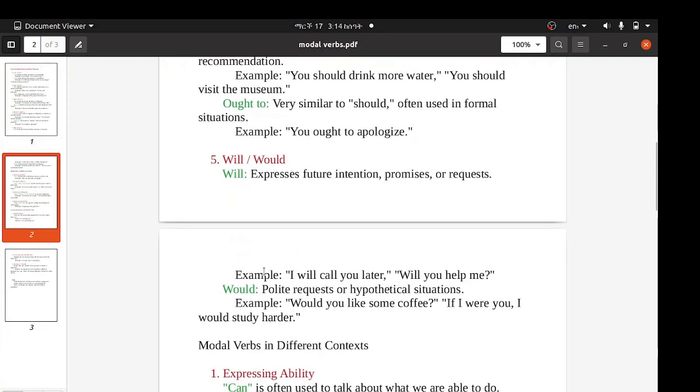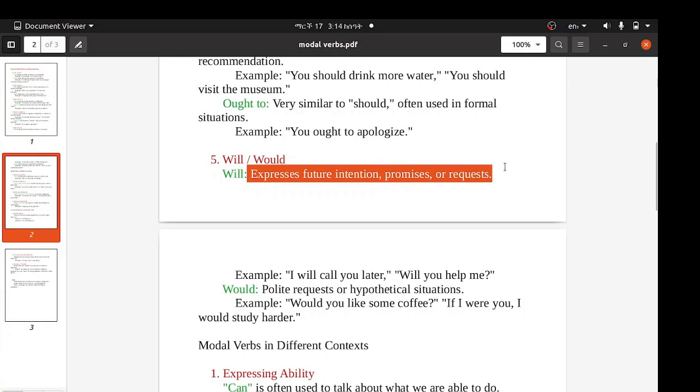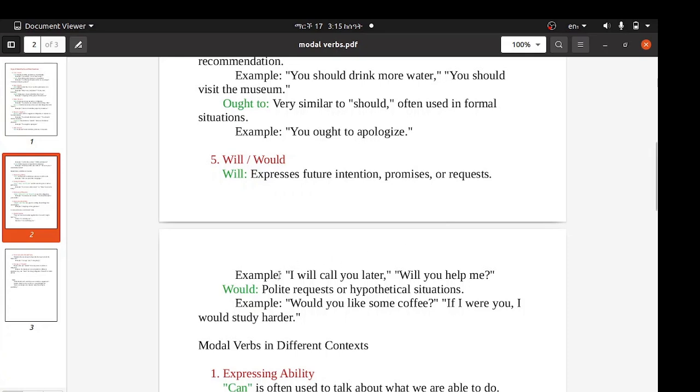The final one is will. Will expresses future intention, promises, or requests. For example, I will call you later. This is a future promise. Will you call me? Will you help me? This is a request for help in the future.